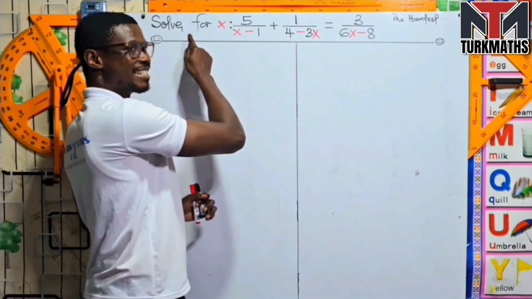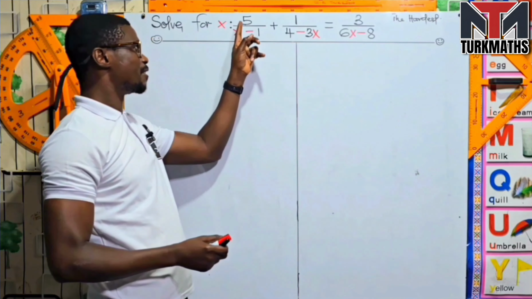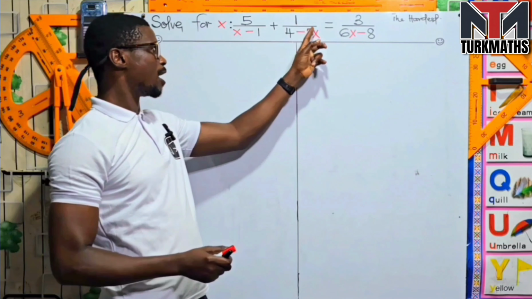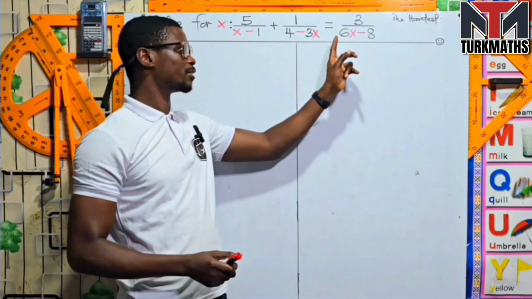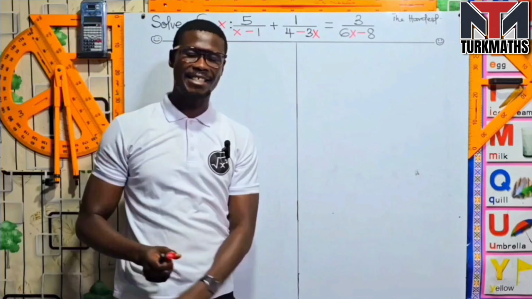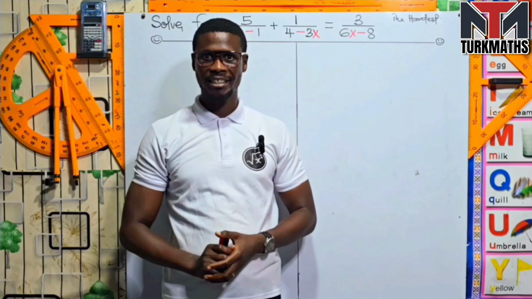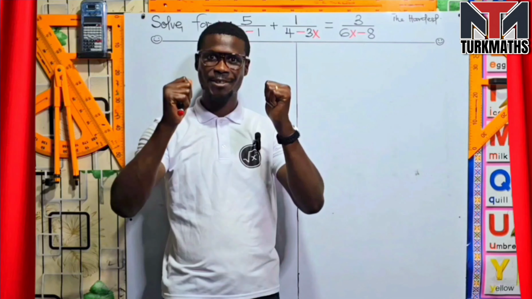Let's solve this nice equation together. Solve for x: 5 over (x minus 1) plus 1 over (4 minus 3x) equals 3 over (6x minus 8). Very simple but tricky question. If you are ready to solve with me, let's go.